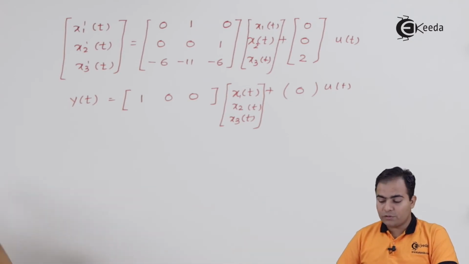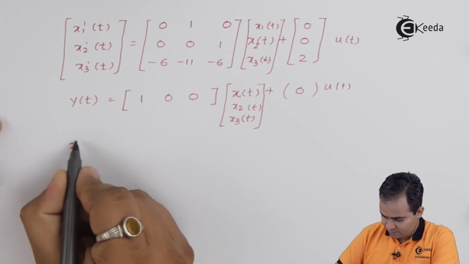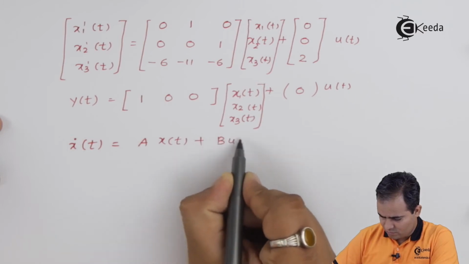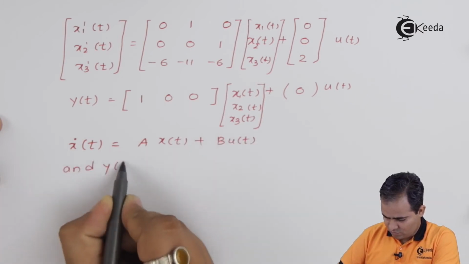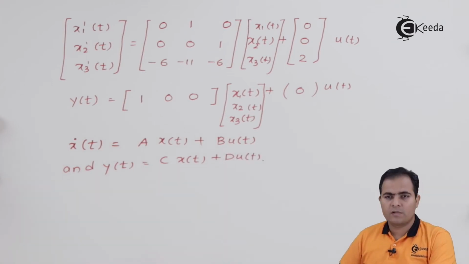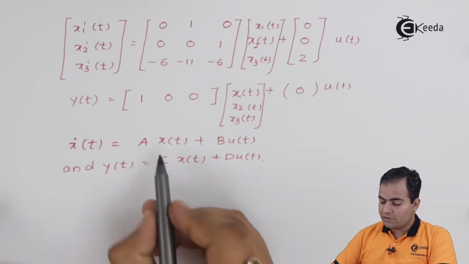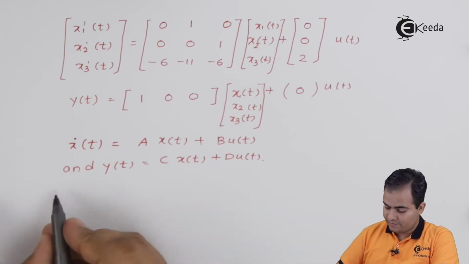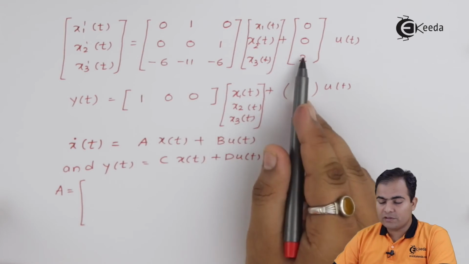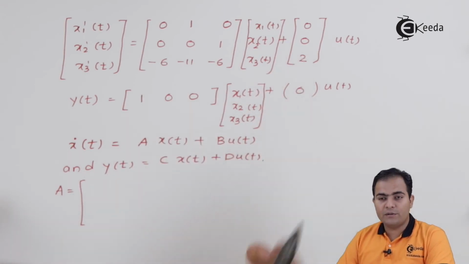Now I'll compare this whole state variable model with my standard state variable equation. Now just compare all the matrices. So here this is my A matrix, this one is my B, next one is my C, and the D value is 0.